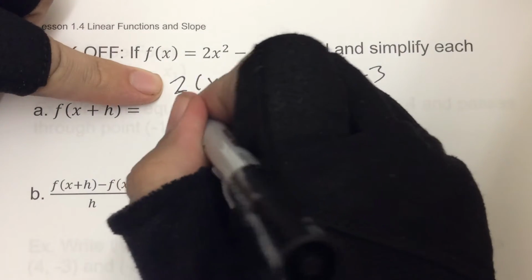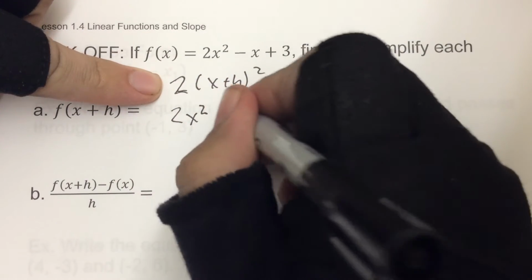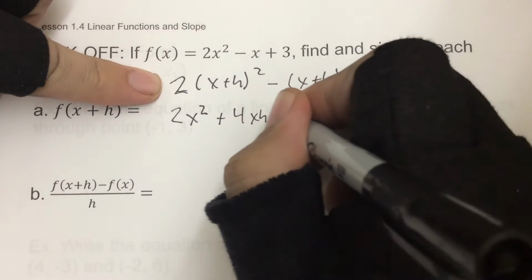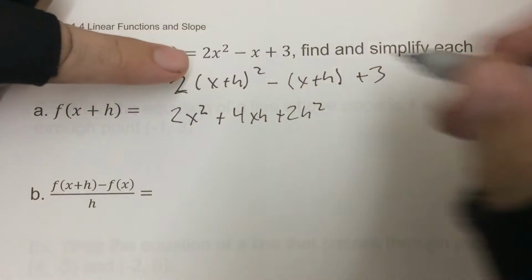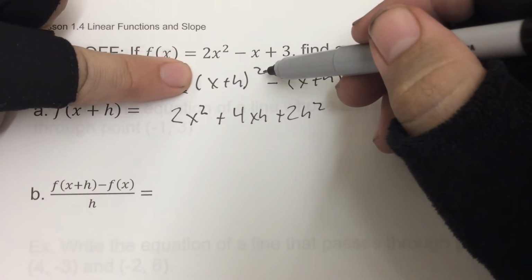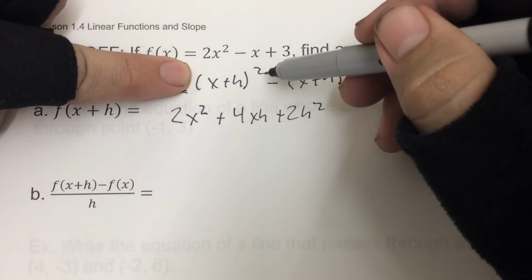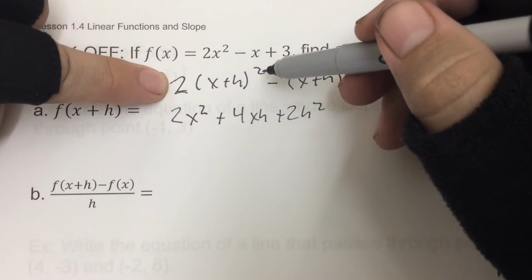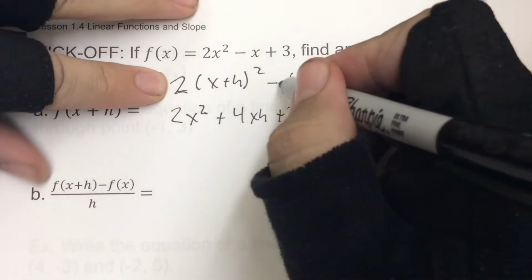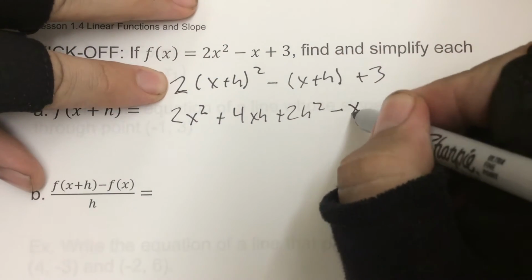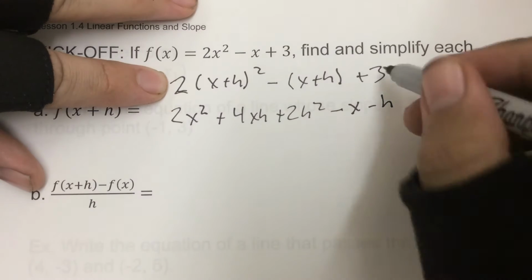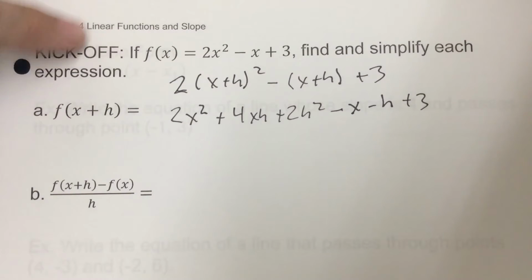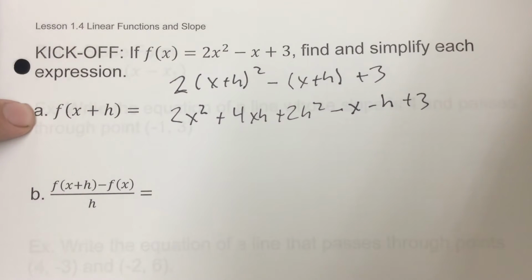So we would end up with 2x squared plus 4xh plus 2h squared. Again, that comes from squaring the x plus h. We have to FOIL that out, x plus h times x plus h, and then distributing this 2 in that's out front. Here we're going to distribute the negative in and make this a negative x minus h, and then our plus 3. Okay. So that is our f of x plus h.